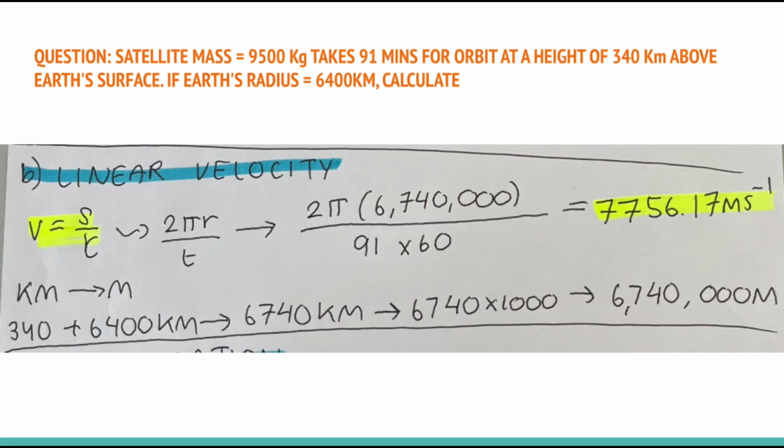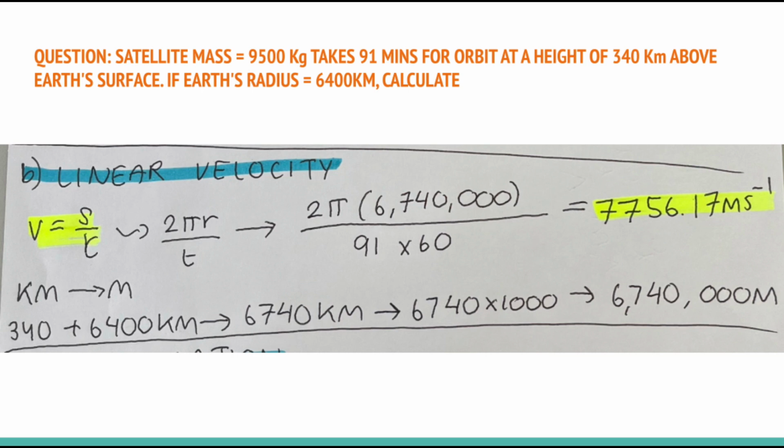On to the next, they want us to work out the linear velocity. For this one, we use the linear velocity equation, which is linear velocity equals displacement divided by time, and again, displacement or circumference is 2 pi r. We want to work out what r is. To work out what r is, which is the radius, we have to know what r represents. And so r represents the distance from the center of rotation to the object. So this means that we have to add Earth's radius with the distance above Earth's surface, which is 340 kilometers. And so we add Earth's radius and this distance, which equals 6,740 kilometers.